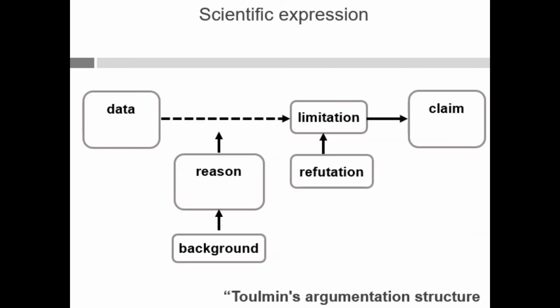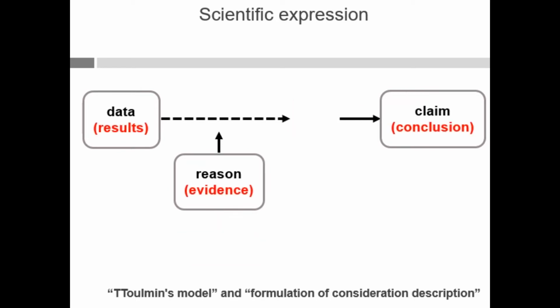Here is a definition of scientific expression in this study. In science education in Japan, there have been recent reports on the practice of introducing argument by claim, data, reason, background, limitation, and refutation, which are the components of Toulmin's argumentation structure. Matsubara, 1997, clarified the structure between Toulmin's model and the formulation of consideration description.